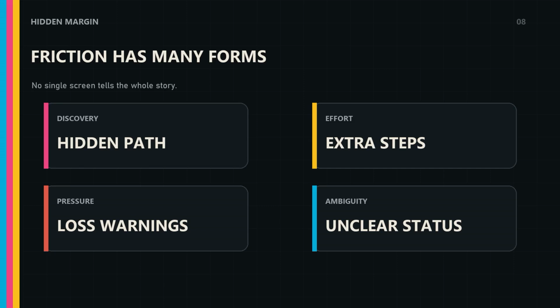That friction can appear at several layers. Discovery friction hides the cancellation path. Effort friction adds steps. Emotional friction emphasizes lost benefits or irreversible consequences. Ambiguity friction leaves the customer unsure whether the process is complete. None of these elements proves illegality by itself. Together, however, they can reveal the objective of the system.